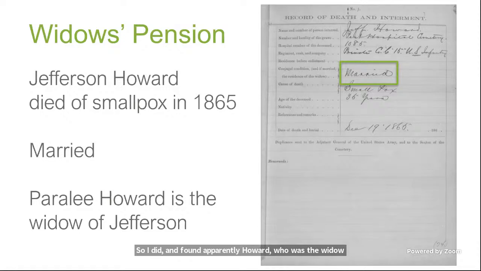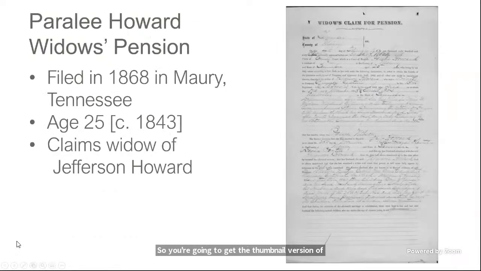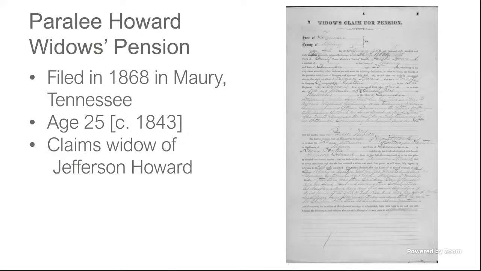Her file had over 200 papers in it. So I was fascinated with the story of Pearly. So you're going to get the thumbnail version of Pearly's story. Pearly filed in 1868. There was the pension law of 1867 for widows and dependents who lost their father or husband during the war. They could receive a pension fairly close to immediately. When she filed, she was age 25, so she's born about 1843, and she claims to be the widow of Jefferson Howard. Now she has to prove it.